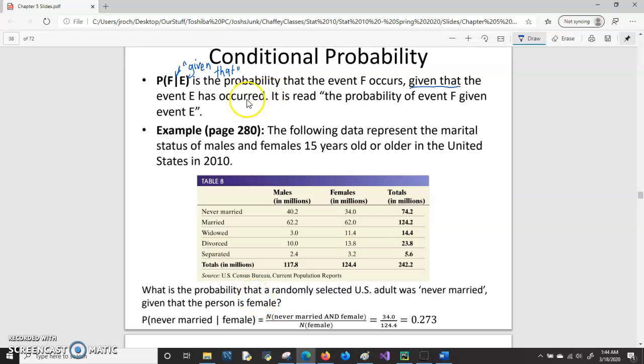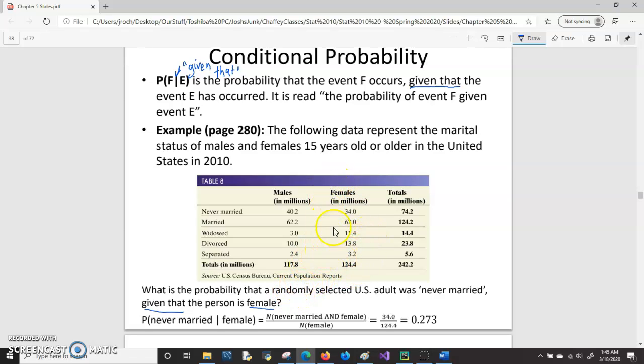So the given part is that the person is female. And so the question is saying the given part is the person's female. So among all females in the U.S., what are the chances that we would pick out somebody who was never married, a female who was never married?